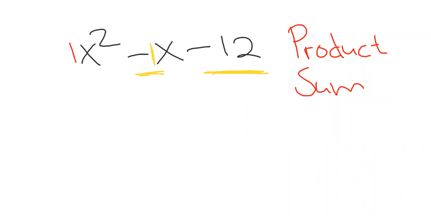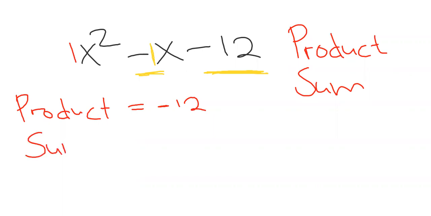Then you are going to look for two numbers which, when you multiply them, are going to give you the last number. And those very numbers, when you add them, are going to give you a sum of the middle number, which is -1 in this case. So I will repeat. Your concentration now should be on the last number and the middle number.